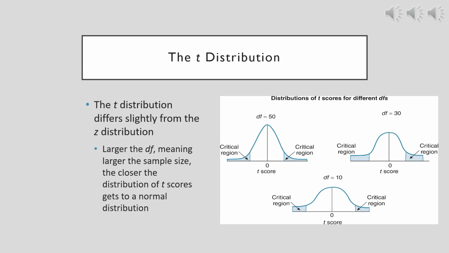So you'll see this pop up again and again throughout the semester, so it's important to get a bit of a foundation for it right here. Broadly, the t-distribution is only a little bit different from the standard normal distribution, or a distribution of z-scores. Now these t-distributions are going to be made up of t-scores, not z-scores, and t-scores are calculated a bit differently from z-scores.